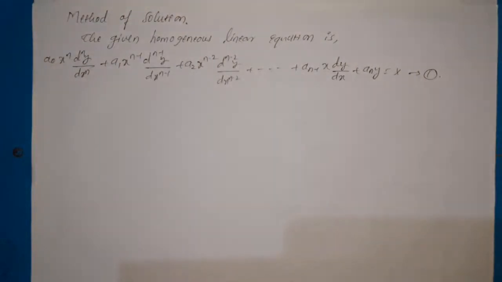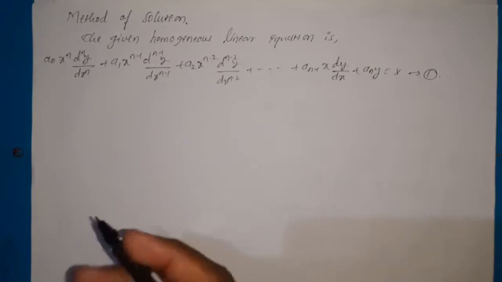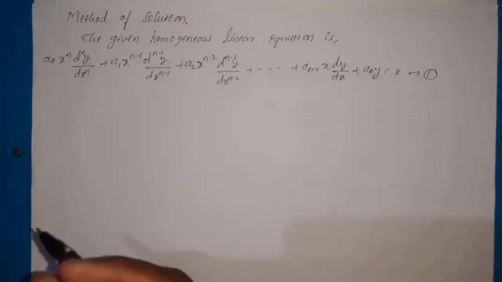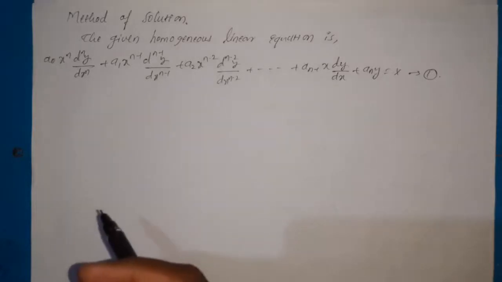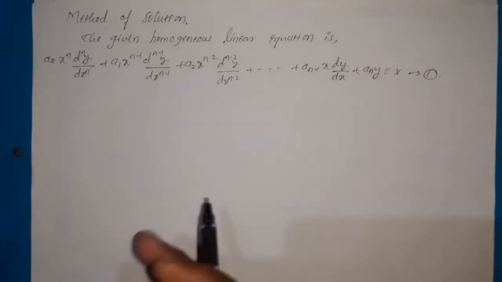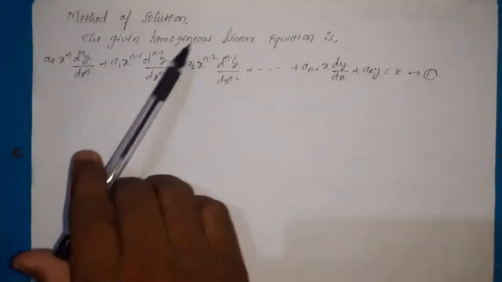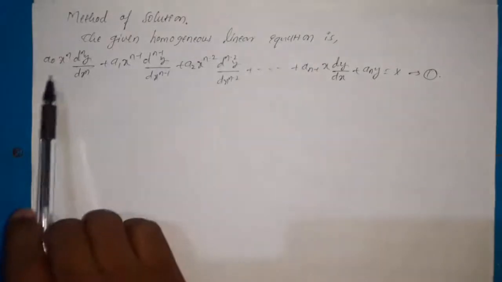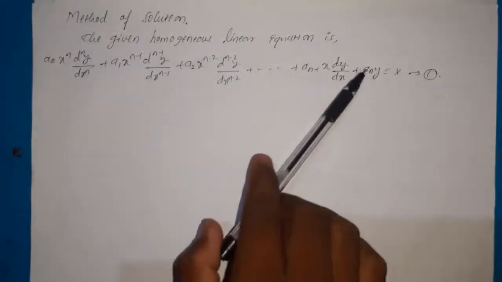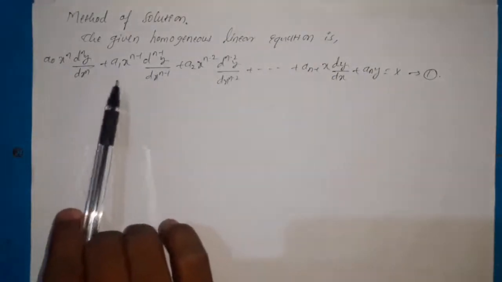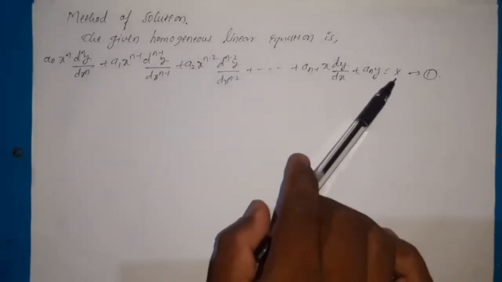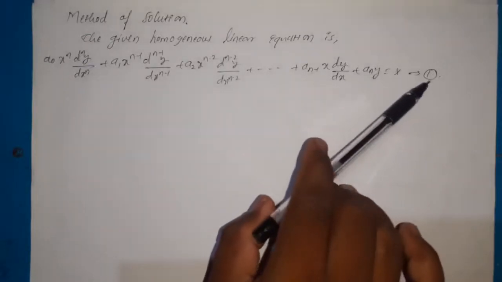And now let us discuss the method of solution of a homogeneous linear equation. So how to solve that homogeneous linear equation, by reducing that to a linear equation with constant coefficients. So here the given homogeneous linear equation is, let us consider the equation which we have discussed in the definition, equal to x, that is called equation 1.